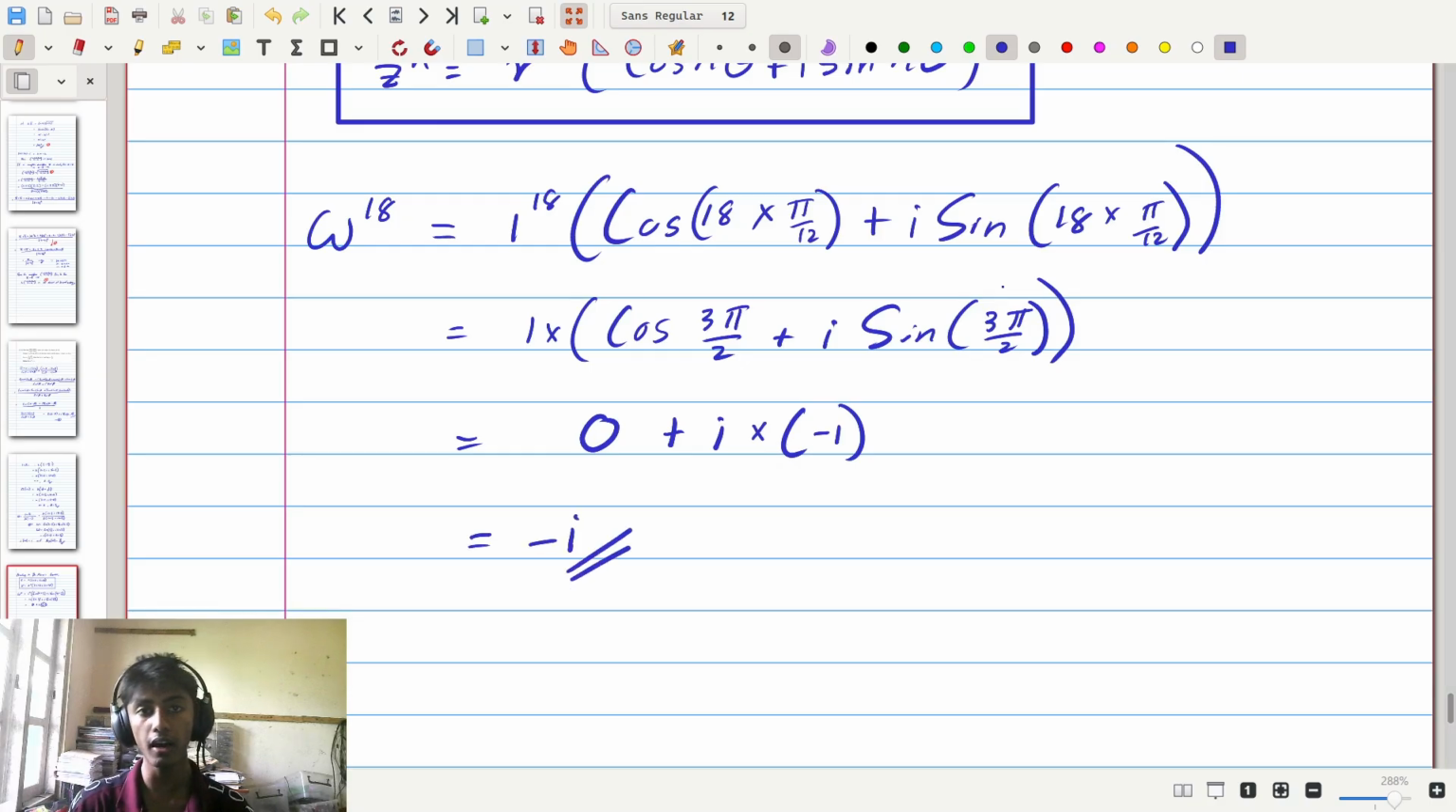And hence omega raised to the power of 18, according to de Moivre's theorem, is equal to negative i. And with that, we are done with this question.